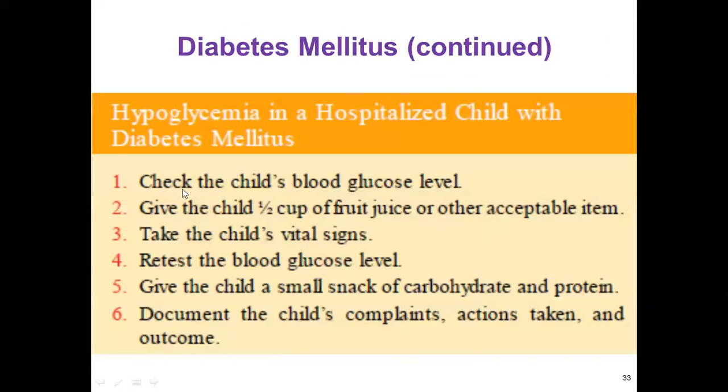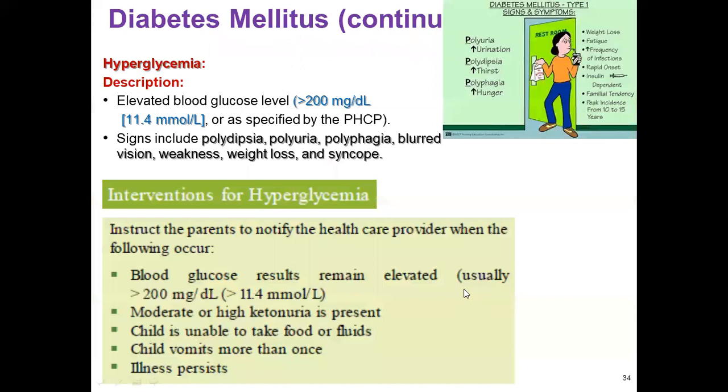So now, hypoglycemia in a hospitalized child. Check the child's blood glucose level and give the child half a cup of fruit juice or other acceptable items. Take the child's vital signs, retest the blood glucose level, and give the child a small snack of carbohydrate and protein. Document the child's complaints, the action taken, and also the outcomes.